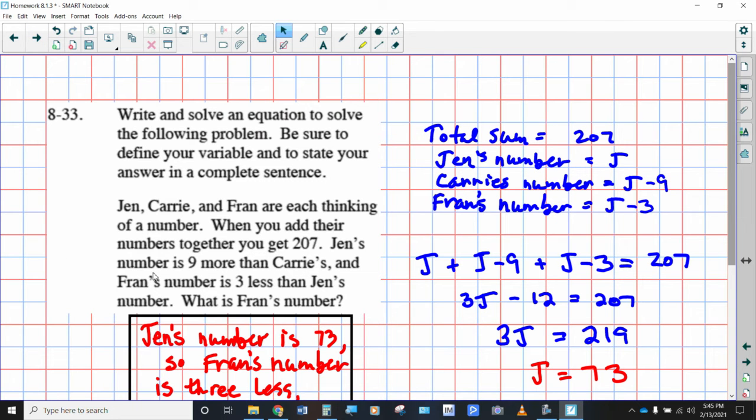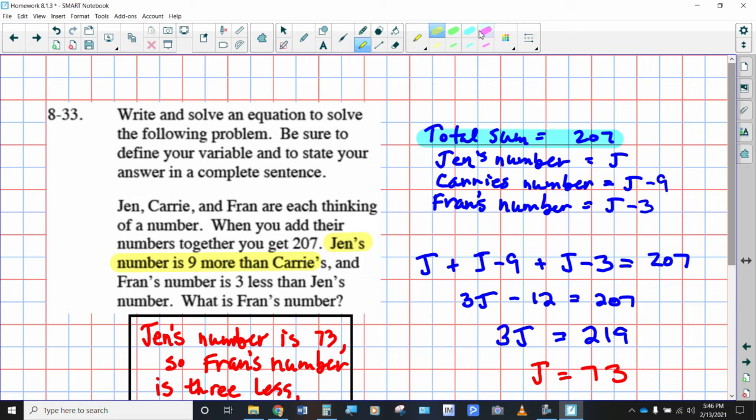All right, let's see about this problem. It's a word problem, so we would follow the 5D process. Jen, Carrie, and Fran are each thinking of a number. When you add their numbers together, you get 207. So that's going to be the total sum, right? 207. What else do they say? Jen's number is 9 more than Carrie's.